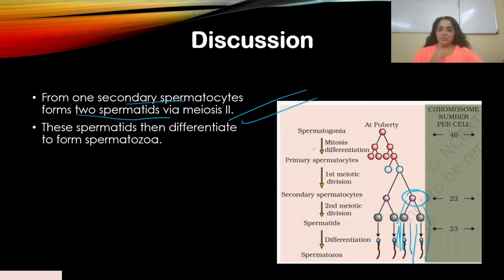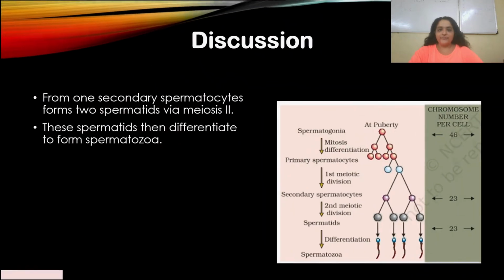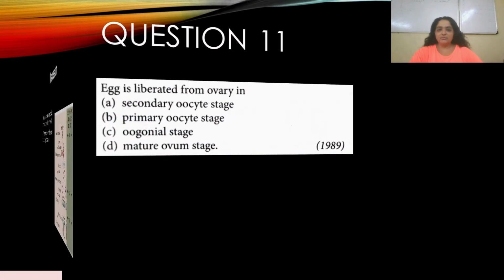The question said from one secondary spermatocyte. So there are two spermatids formed from one secondary spermatocyte, which then differentiate into spermatozoa. That answers our question: how many sperms are formed from a secondary spermatocyte? The answer is C, 2. All right, let's move on.